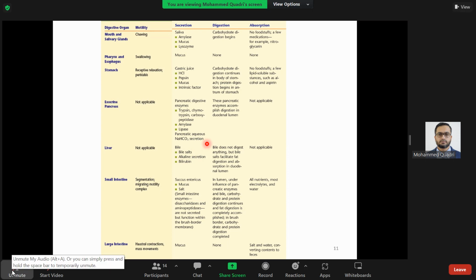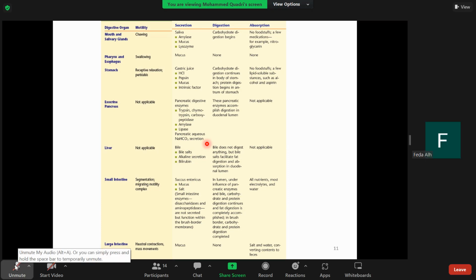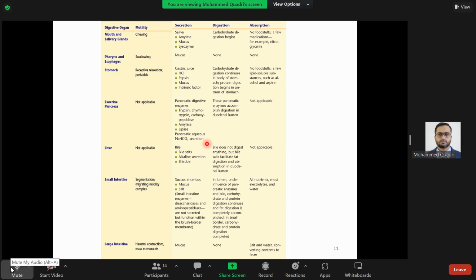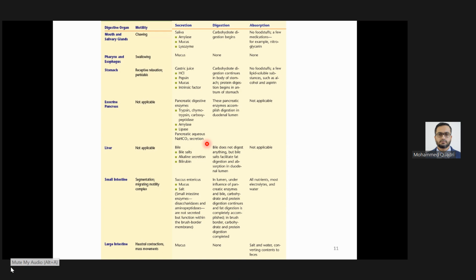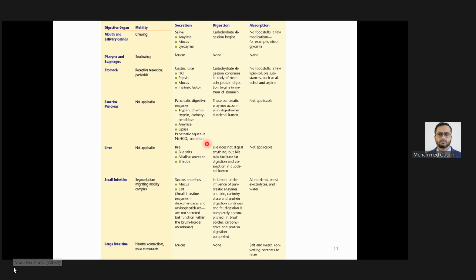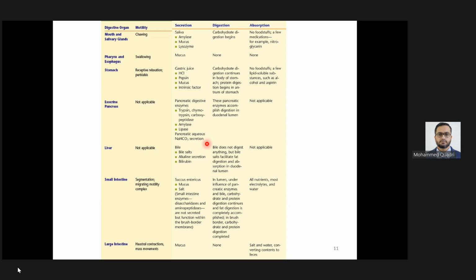Okay. So bile salts, main function. Can you tell me the main function of bile salts? Emulsification of lipids. What is emulsification? That process is related to which nutrient? Lipid. Fats. So it helps in digestion of lipid.